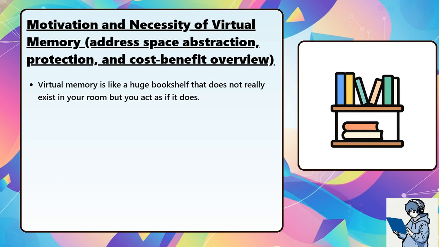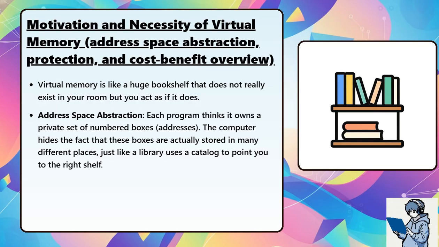Virtual memory is like a huge bookshelf that does not really exist in your room, but you act as if it does. Address space abstraction. Each program thinks it owns a private set of numbered boxes, addresses. The computer hides the fact that these boxes are actually stored in many different places, just like a library uses a catalog to point you to the right shelf.